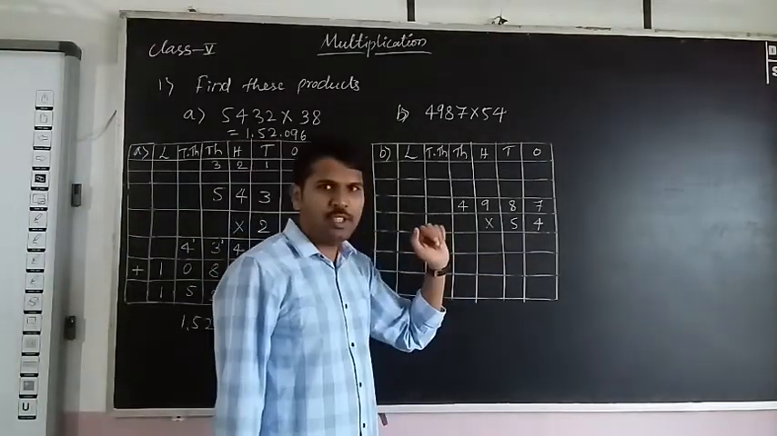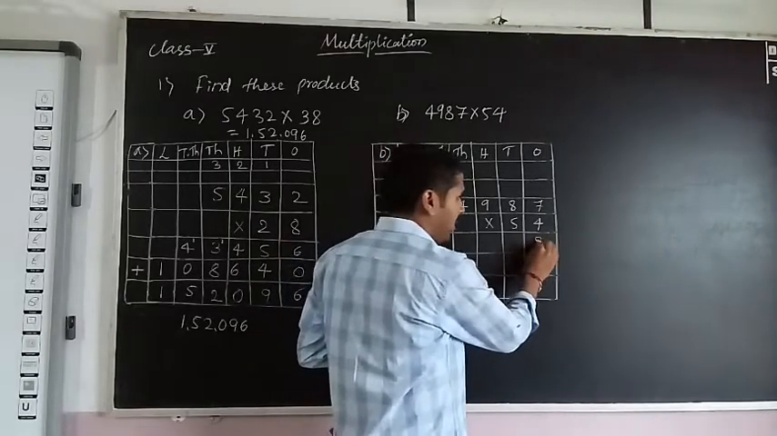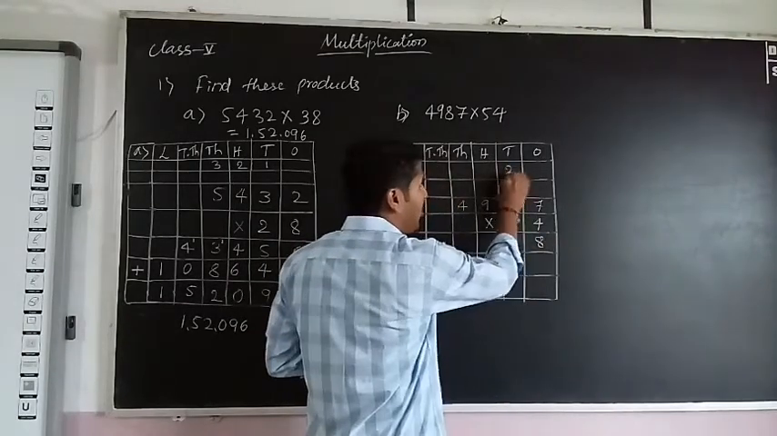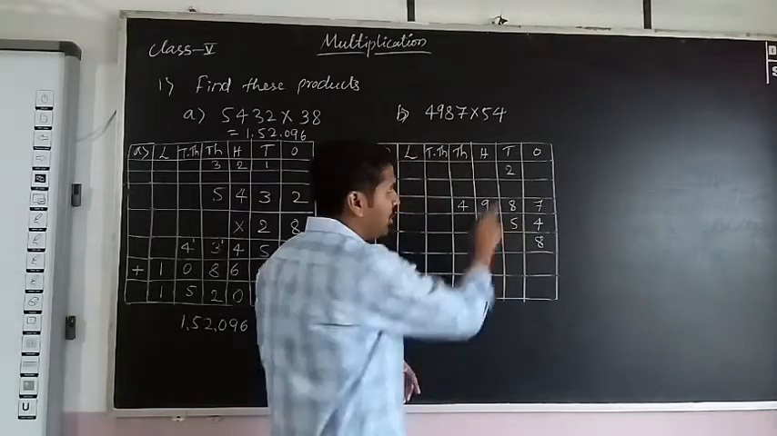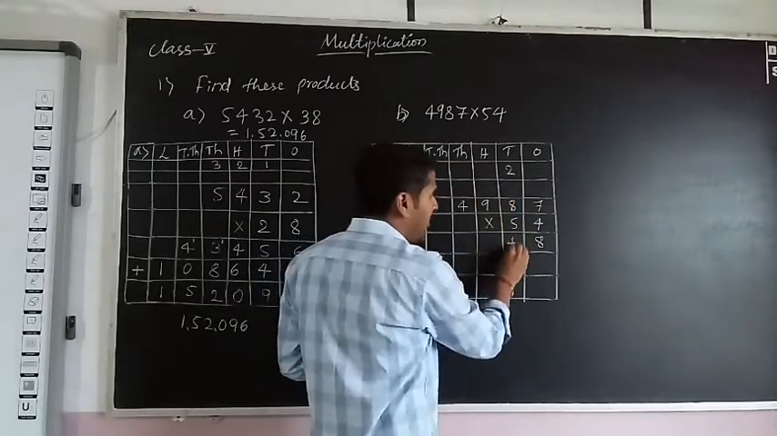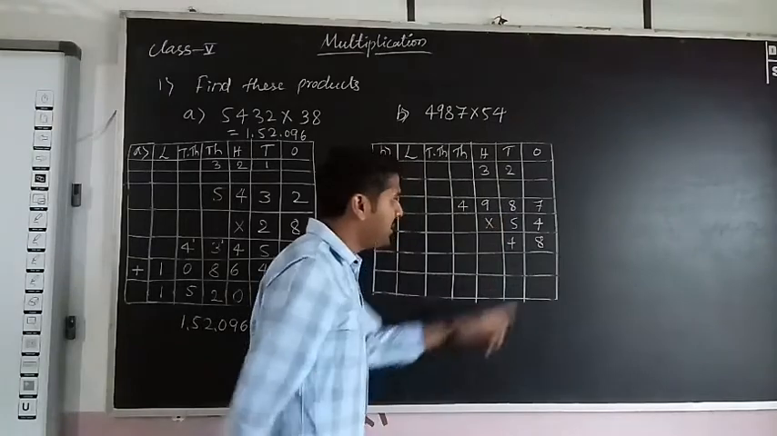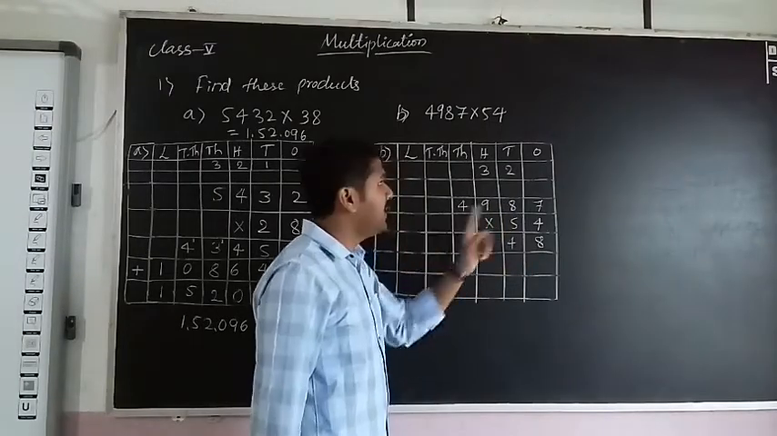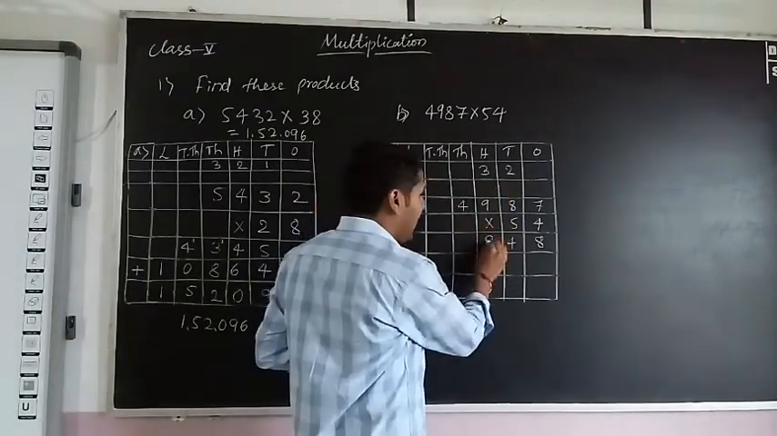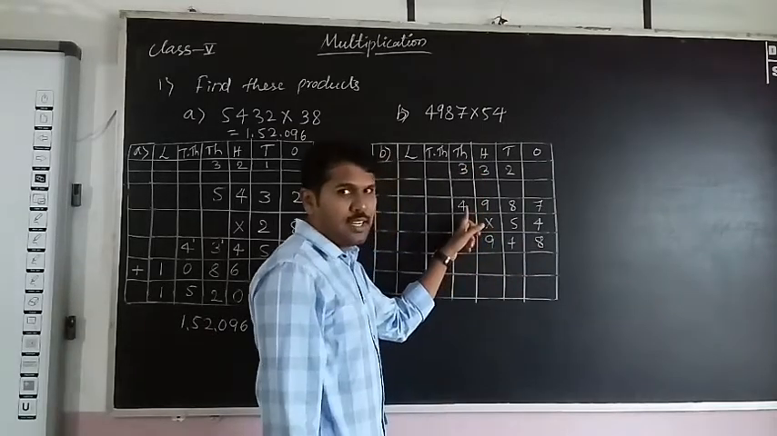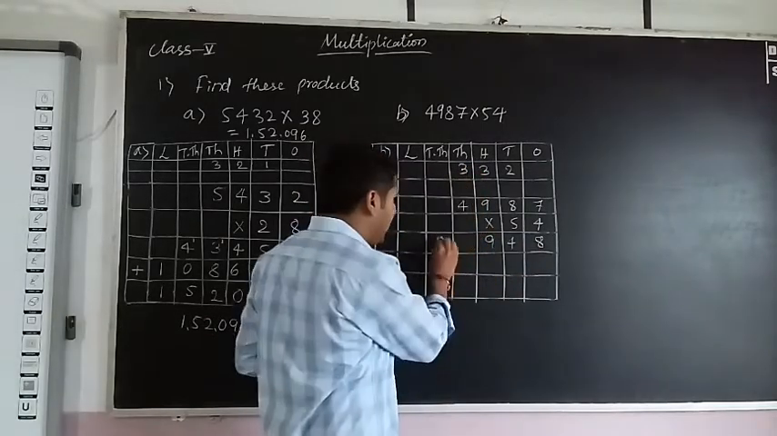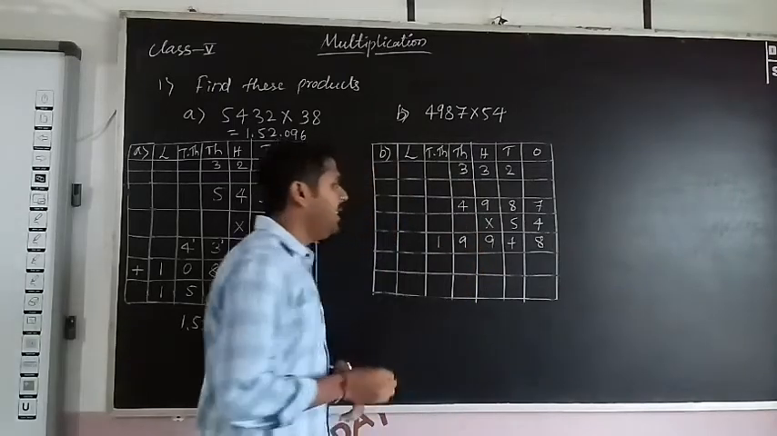4 7s are how much? 4 7s are 28, so 2 carry. 4 8s are 32, 32 plus 2, 34. Next, 4 9s are 36 plus 3, 39. Again 3 carry. 4 4s are 16, 16 plus 3, 19.